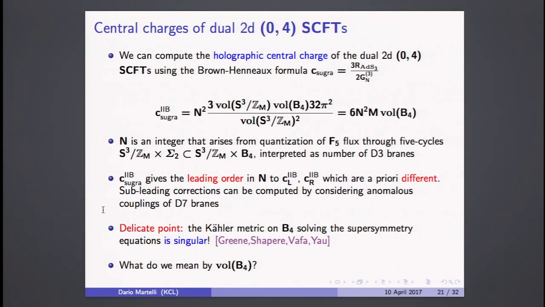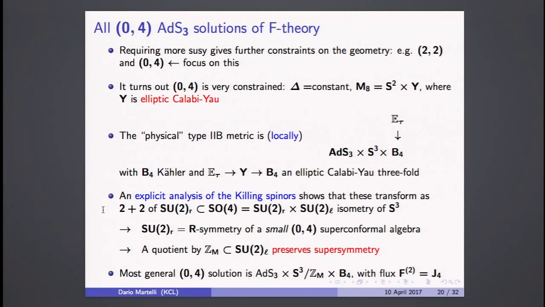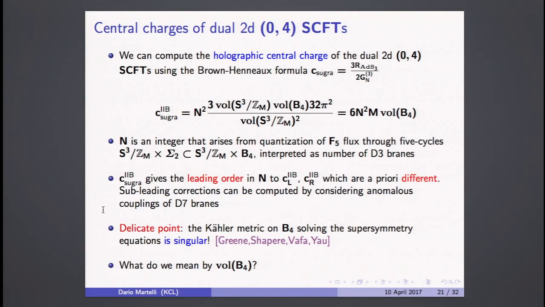Let me try to get to one of the points I want to make. We can compute the holographic central charge by using the usual formula, which I've mentioned already a few times. If you just do the computation, you have to basically compute the volume of S3 times B4, right? So you have the volume of S3 here and the volume of B4. The denominator arises from the careful quantization of the fluxes, as usual. So the upshot is that one gets an expression proportional to n squared m and this volume. N is an integer that arises from the quantization of F5, so this is interpreted as the number of D3 branes, and we'll talk about m perhaps in a few minutes.